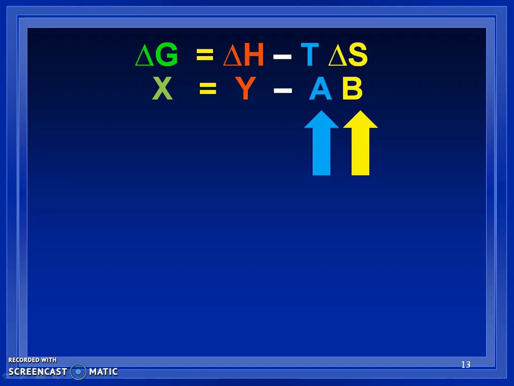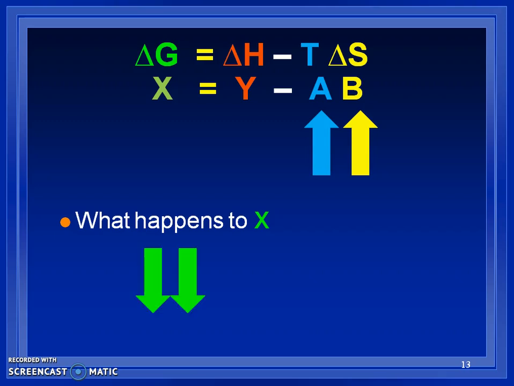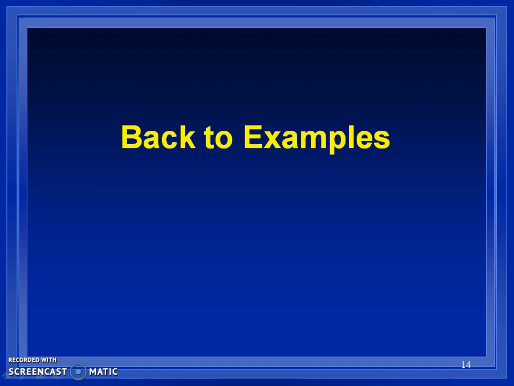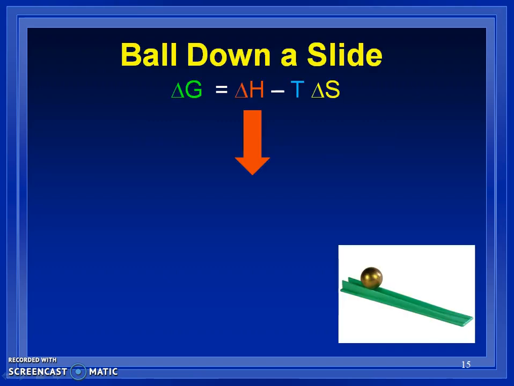What happens if we increase our temperature and increase the disorder? Again, what happens to G, or what happens to our Gibbs free energy? It's going to go down. Again, because of that minus, right? We're subtracting both of those multiplied together. So if we go back to those examples, again, what's he doing here? He's talking about delta H decreasing, and so delta G is also going to decrease.